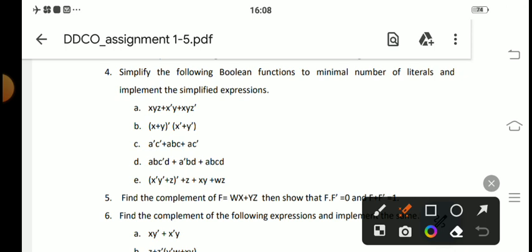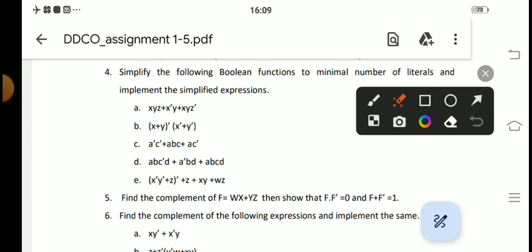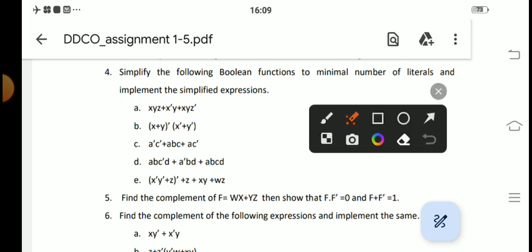And then they have asked to implement the simplified expression. You have to use basic gates, that is NOT, OR and AND gates, and write the logic diagram for the simplified expression. Always make it a practice to draw a diagram for the final answer, whether they have asked for it or not.